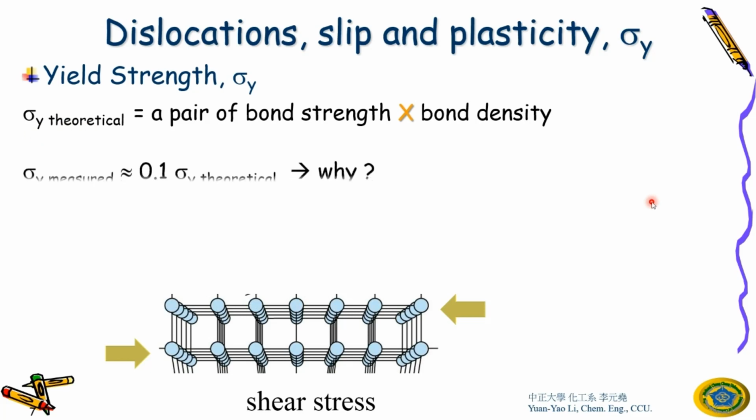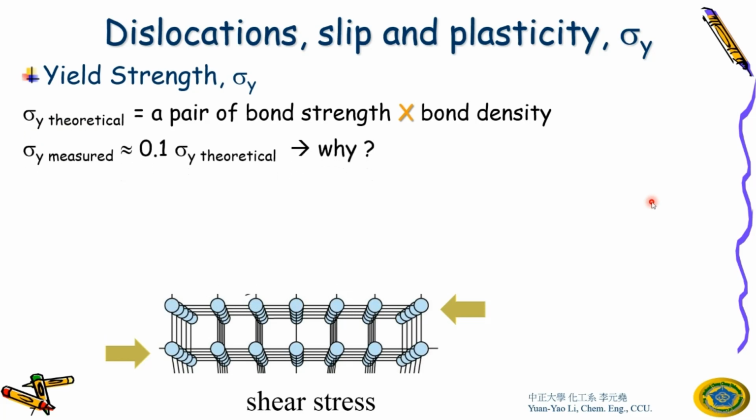But when we do the experiment, we found something strange. When we do the experiment, the measurement tells us that we don't need so much power to move this from left to the right. We only need about 1 out of 10, about 10% of the yield strength, and we can move this. And people think, why? Why? Because theoretically bond strength needs to times all the bond density. And why is what we need only 10% of the yield stress? Why?